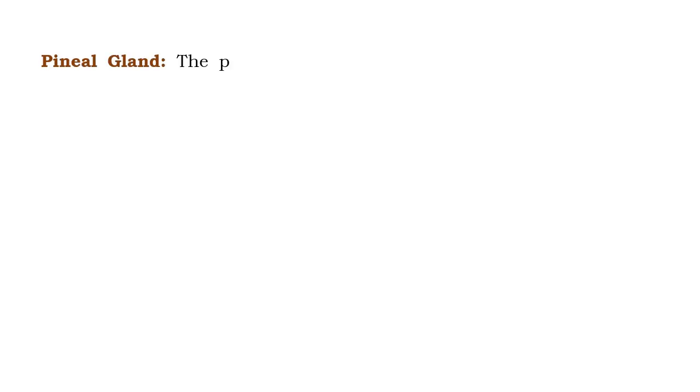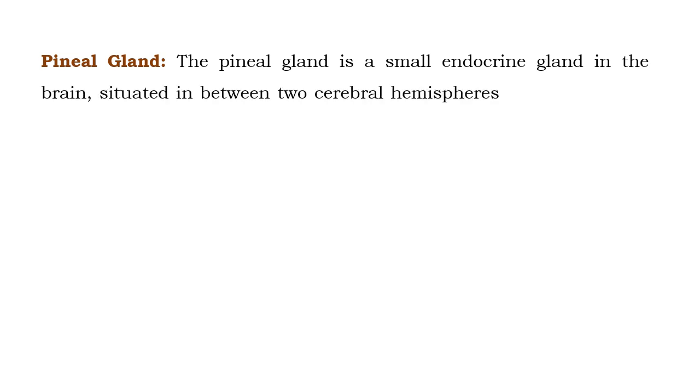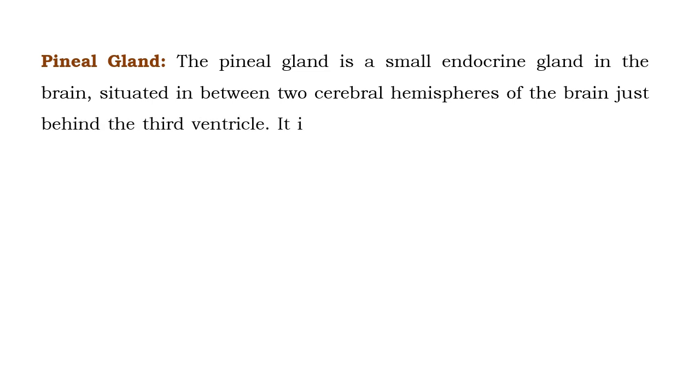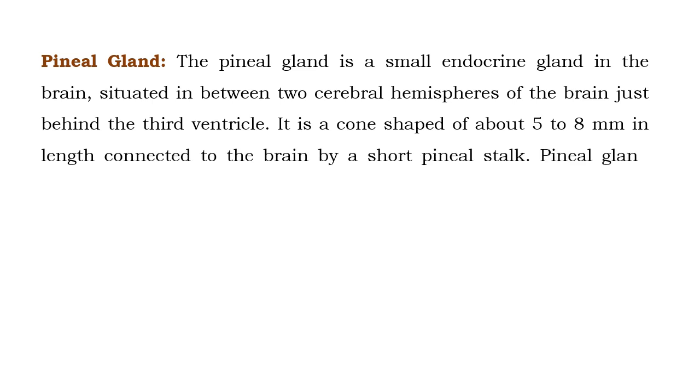Pineal gland. The pineal gland is a small endocrine gland in the brain situated in between the two cerebral hemispheres, just behind the third ventricle. It is cone shaped, about 5 to 8 mm in length, connected to the brain by a short pineal stalk. The pineal gland secretes two hormones, melatonin and serotonin.